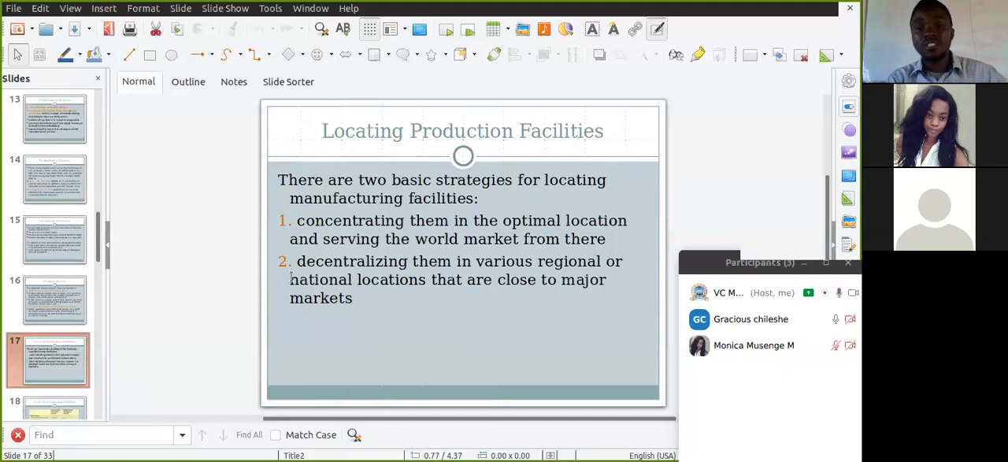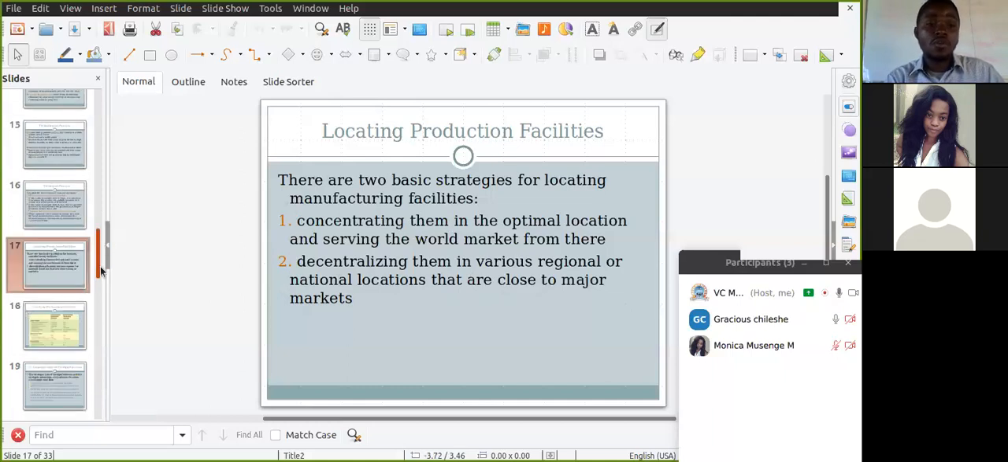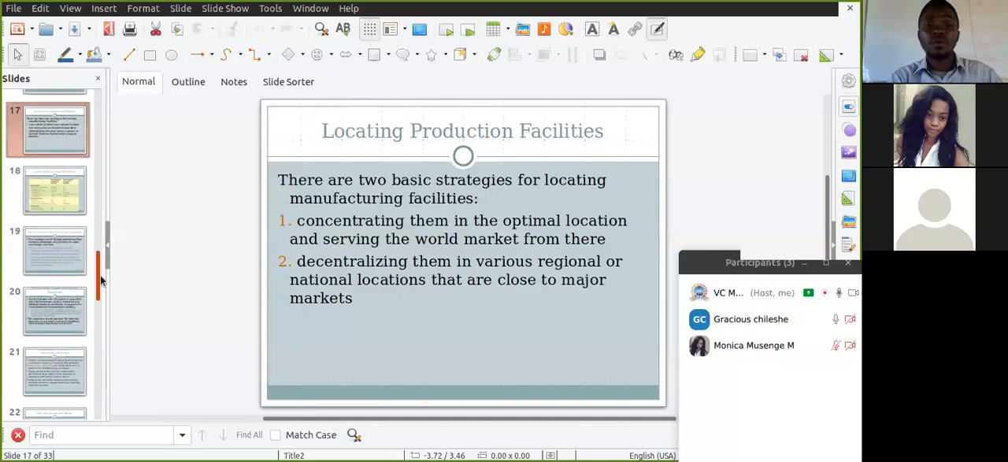Then, decentralizing them in various regional or national locations that are close to major markets. So this is an advantage. If you establish yourself in multiple locations, you'll be able to serve customers quicker and better. And you're going to ensure that your target customers are kept.